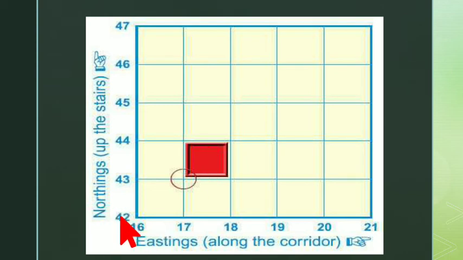Then next we take our northings. As our northing is increasing upwards, we take the figure below, the line upon which the point, the church, lies. As we are taking the church as an example, the line upon which the church lies is 43. So we write 43 on paper. Together it forms 1743.